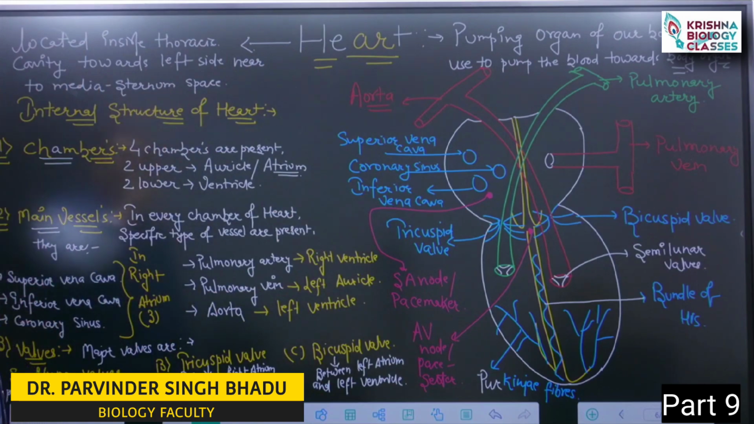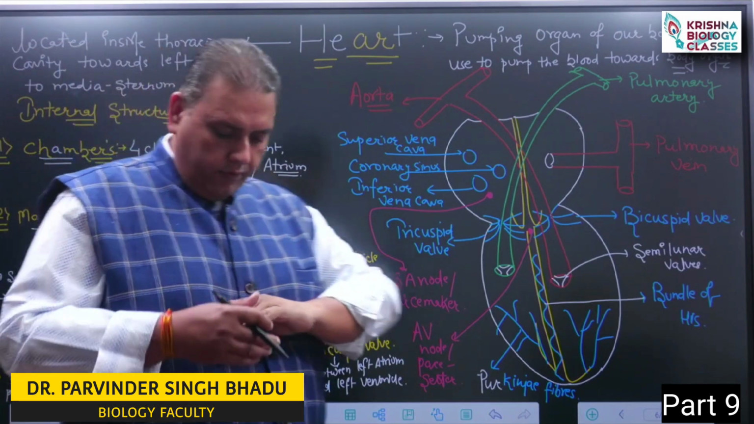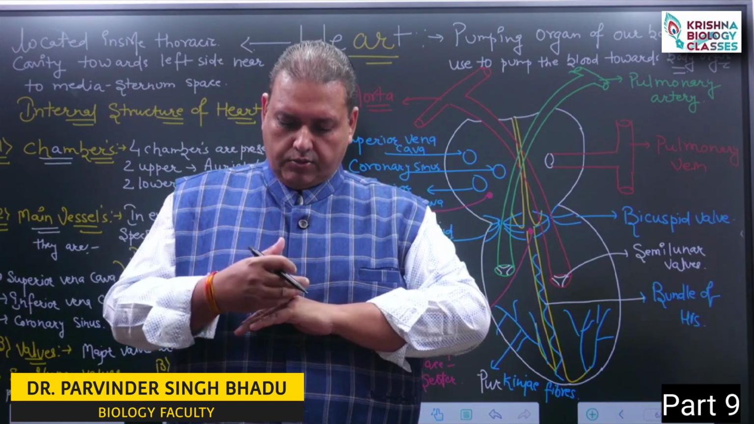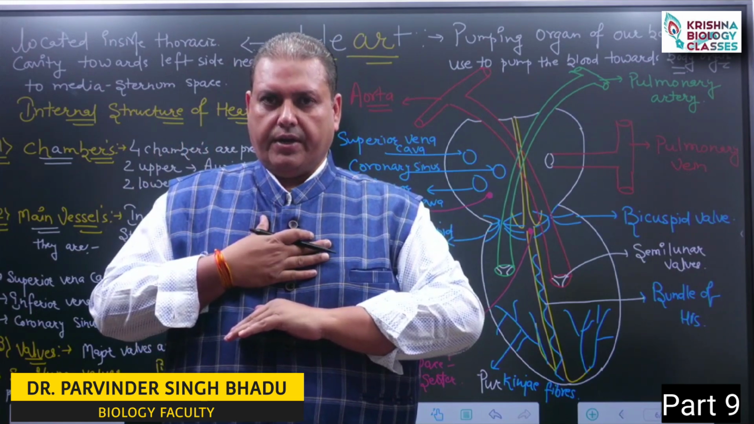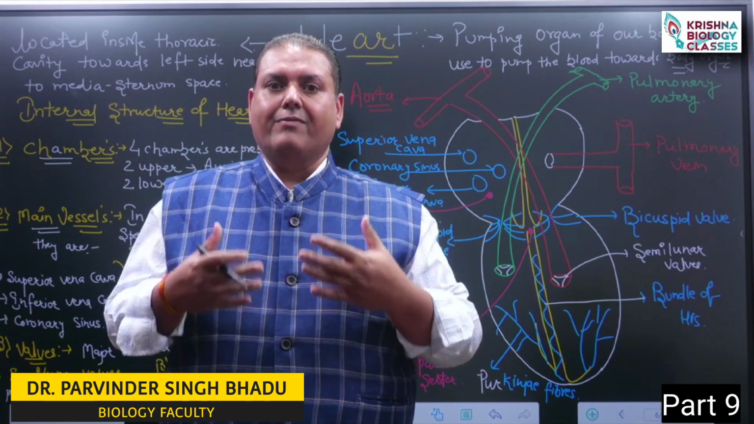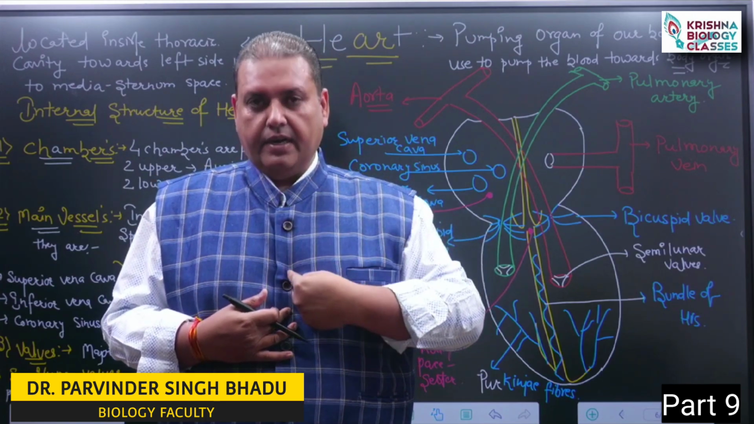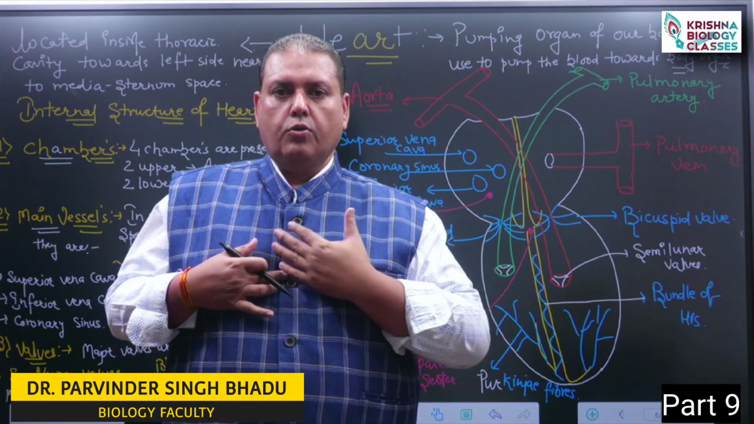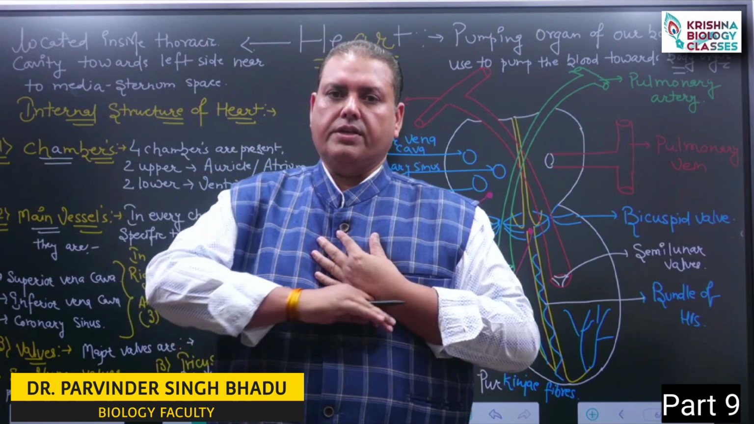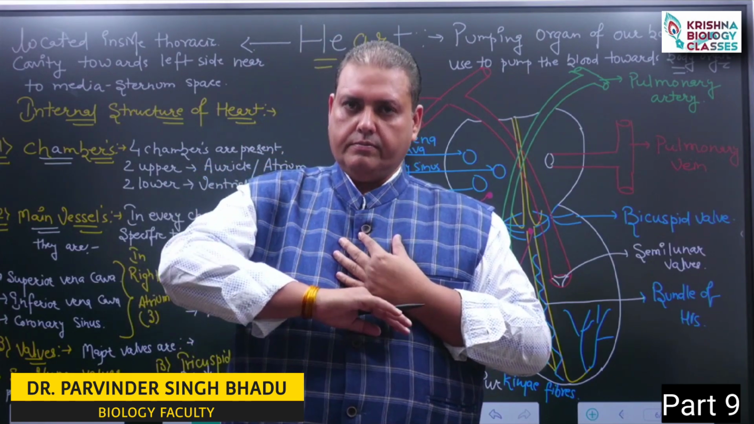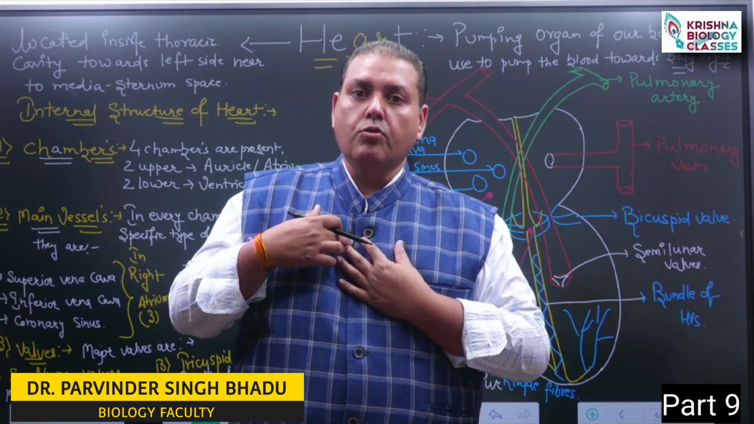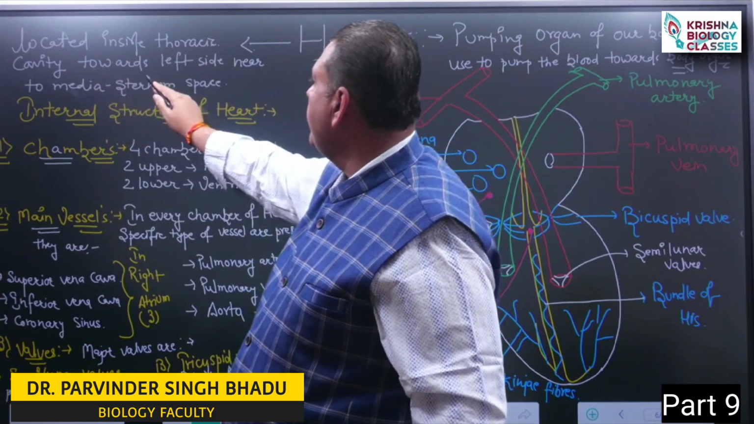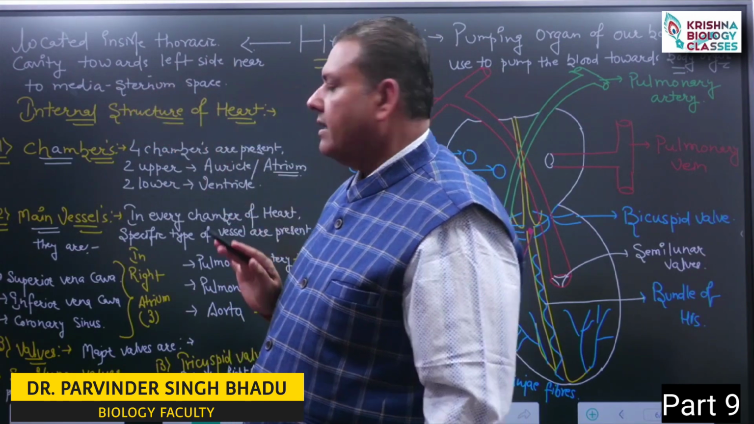Now, what is the location of this heart? We say that above the diaphragm, the thoracic cavity is present. So this heart is located inside the thoracic cavity, towards the anterior side, in front. Now this is my sternum, this middle bone. In the mid of the sternum, a bit towards the left side, is the exact location of the heart. So above the diaphragm, in the thoracic cavity, near the mediastinum, towards the left side.